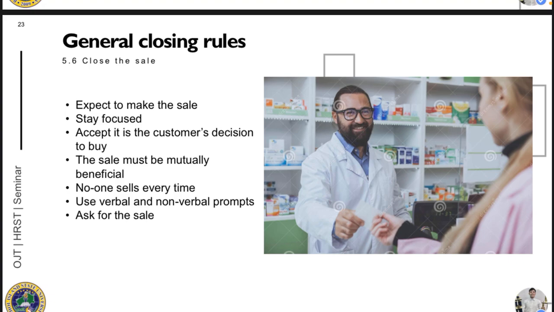Next is stay focused. So when trying to close, stay focused on the details of the sale, so do not raise peripheral issues or matters that are irrelevant to what you are trying to sell. Okay? Focus.